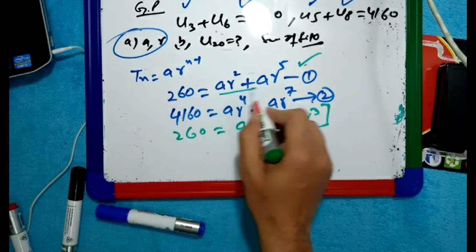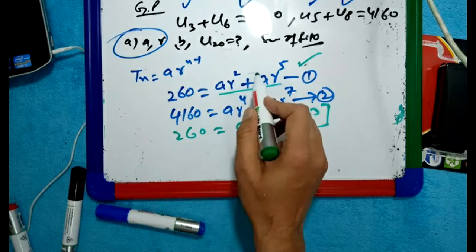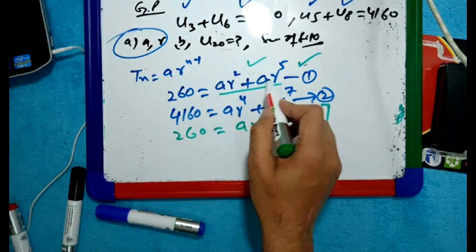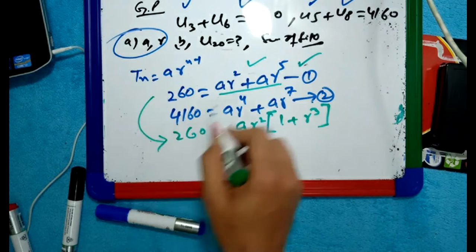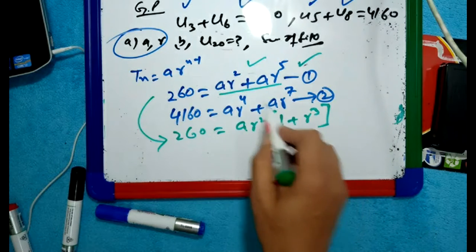Wait, I don't understand. What would you do? If I take a r square common from this one, a r square is here, a r square is here. So I take common from a r square, so 1 will come over here and r cube will come.